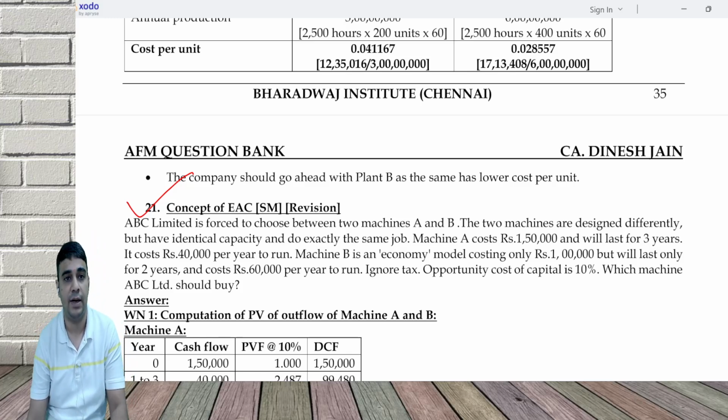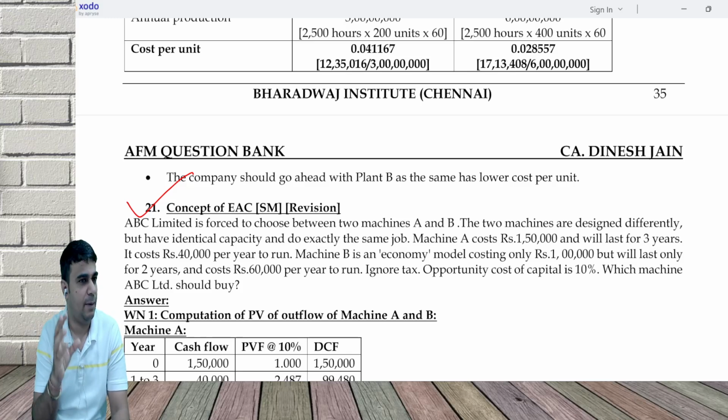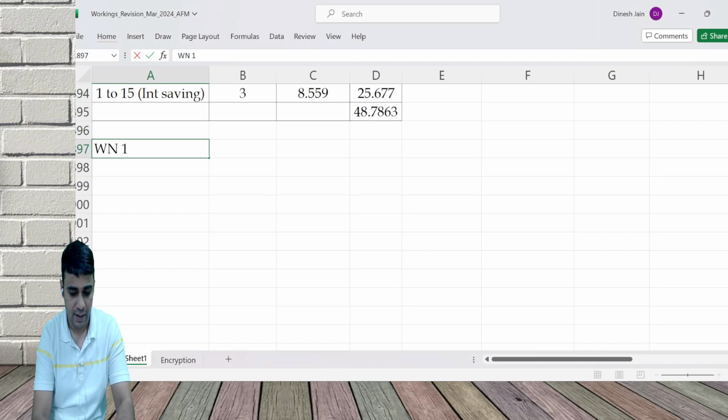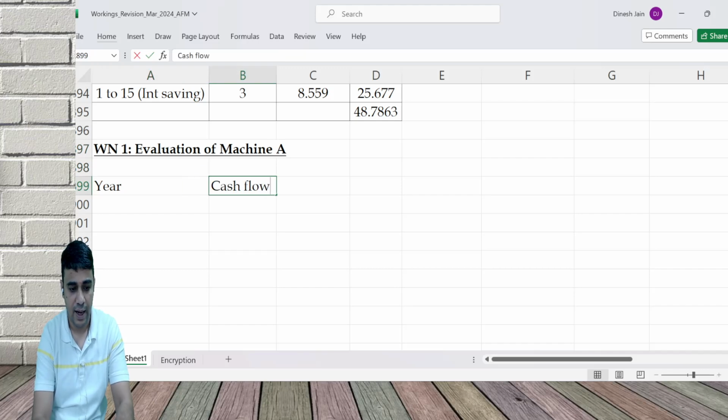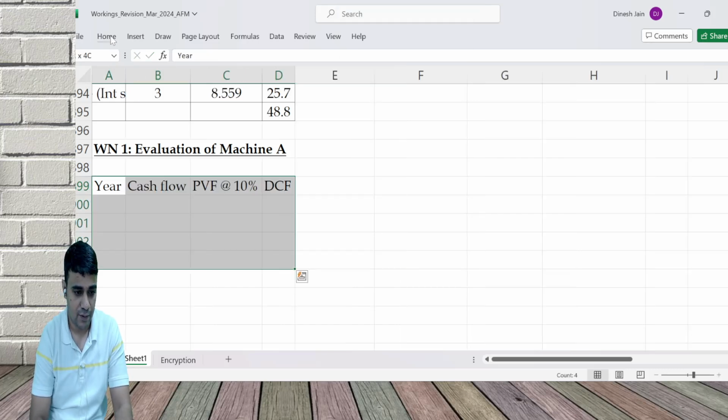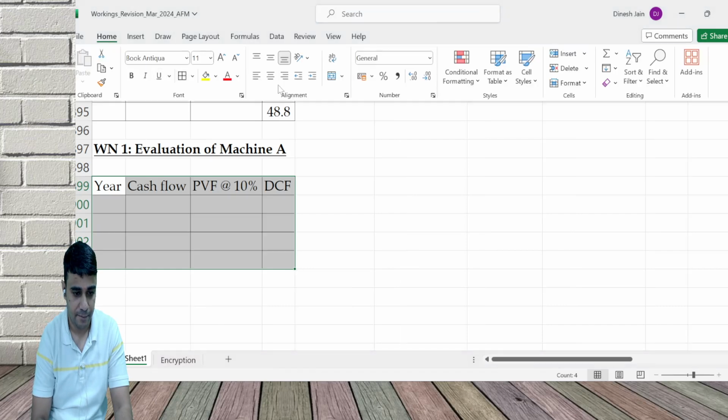Which machine is better? In this question, I do not have any data on inflow. I'll do my calculation like a normal NPV calculation, but I'll call it PV of outflow. Working note 1, evaluation of machine A: year, cash flow, PV at 10%, DCF.